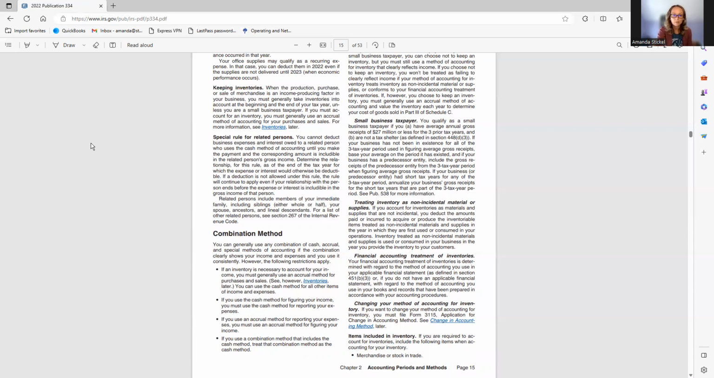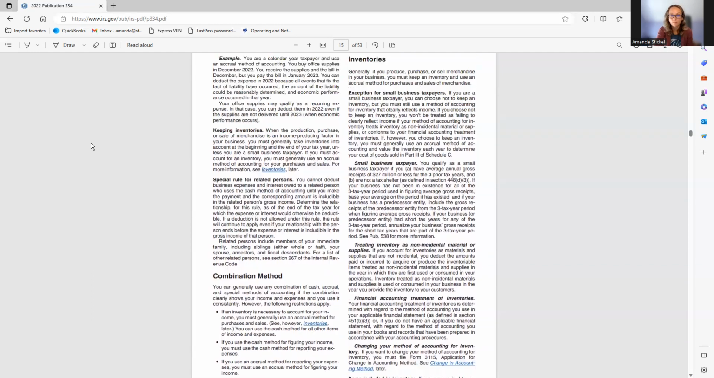However, the following restrictions apply. If an inventory is necessary to account for your income, you must generally use an accrual method for purchases and sales. You can use the cash method for all other items of income and expenses. If you use the cash method for figuring your income, you must use the cash method for reporting your expenses. If you use an accrual method for reporting your expenses, you must use an accrual method for figuring your income. If you use a combination method that includes the cash method, treat that combination method as the cash method.